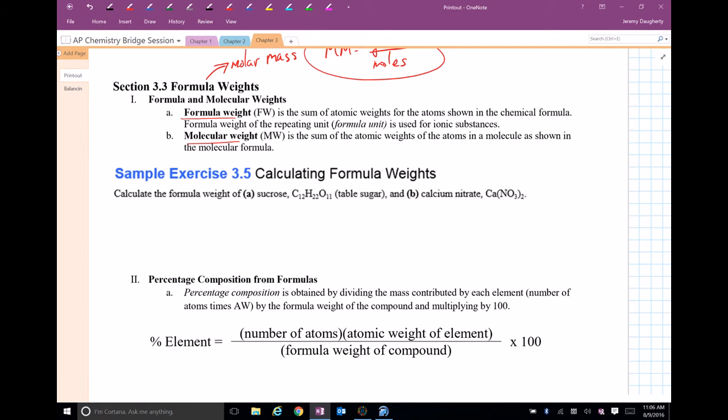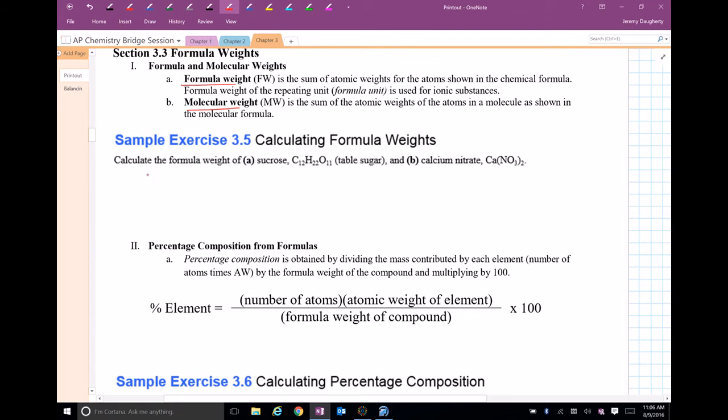We've got C12H22O11, so I'm sure you guys are okay with this. You've got 12 carbons, 22 hydrogens, 11 oxygens. Don't round anything. When you punch that into your calculator, make sure you don't use 12 for carbon, you're using 12.01 or whatever is on the periodic table that you're using.